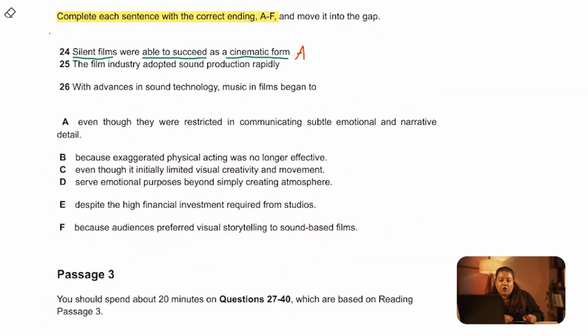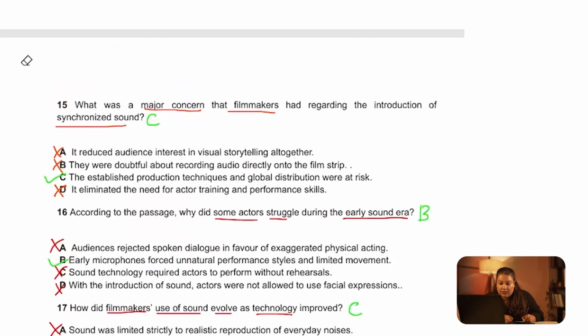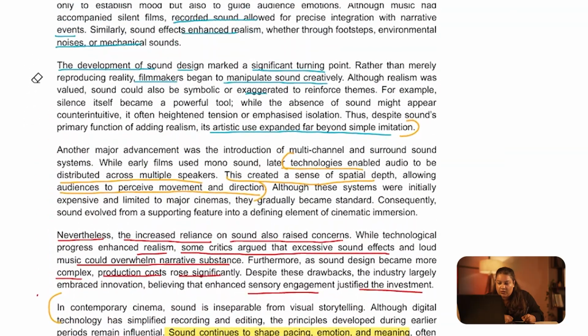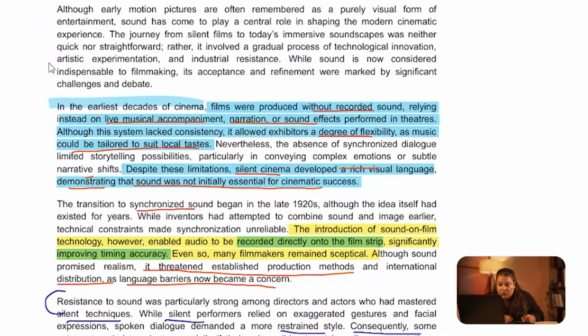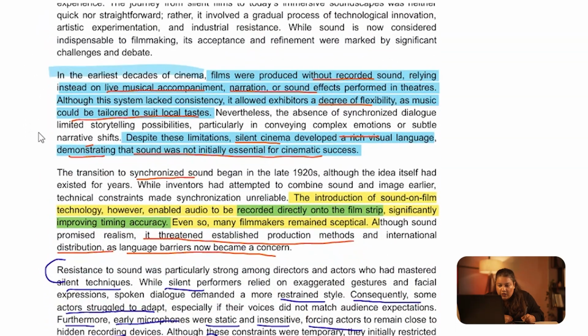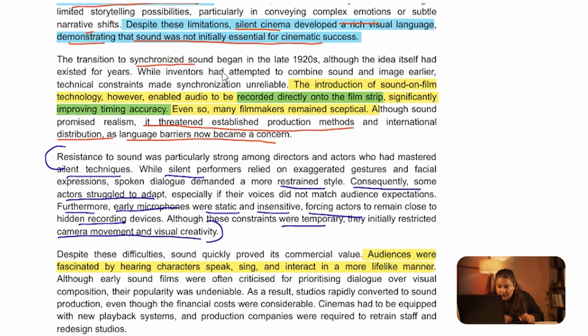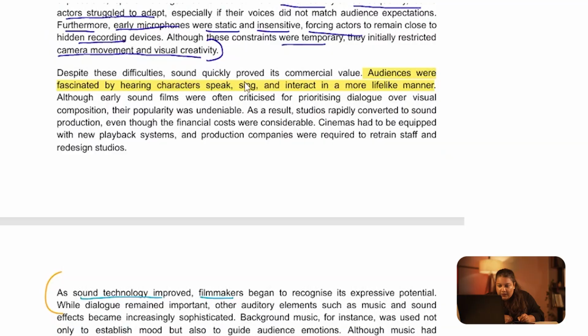The film industry adopted sound production rapidly. So let's mark the keywords. Film industry, sound production rapidly. So let's start skimming and scanning for this. Film industry, sound production rapidly. So we do have, we're talking about film but not film industry as such. I'm looking for the word rapidly, so we do not have anything here.